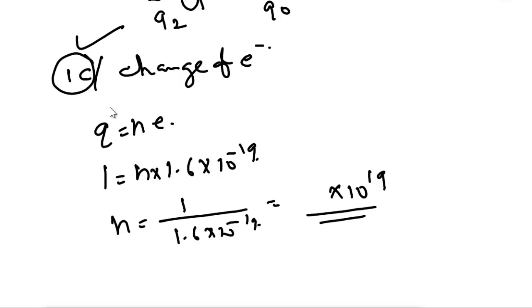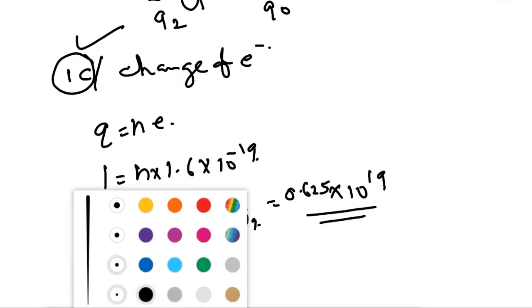1 coulomb of charge contains about 0.625 into 10 to the power 19 electrons. So this many electrons will be there together, forming 1 coulomb. So 1 coulomb of charge is bigger.